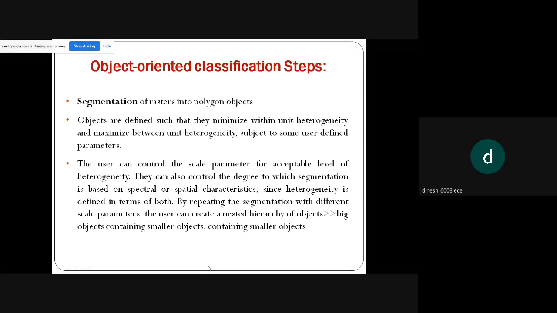One is segmentation of rasters into polygon objects, where these objects are defined such that they minimize within unit heterogeneity and maximize between unit heterogeneity. Then the user can control the scale parameter for acceptable level of heterogeneity, which can also control the degree to which segmentation is based on spectral or spatial characteristics.